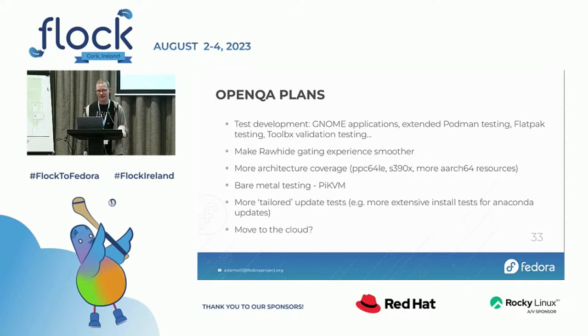We've got a cool plan to do bare metal testing in OpenQA using a thing called PiKVM, which is a little Raspberry Pi-based box, which would basically let us treat a real system the way OpenQA does a virtual machine. It can inject, you know, mouse movements and stuff into a real system. So we should be able to run our tests on real hardware using that, which would be cool, and Lucas has been working on that too.